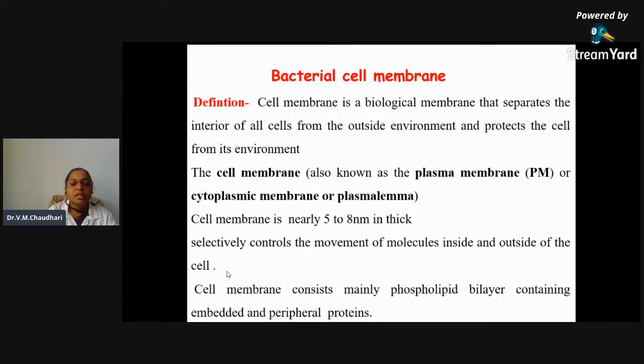What is the function of the cell membrane? The cell membrane selectively controls the movement of molecules inside and outside of the cell. The cell membrane consists mainly of a phospholipid bilayer containing embedded and peripheral proteins. What is the composition of the cell membrane? The cell membrane consists of the phospholipid bilayer.